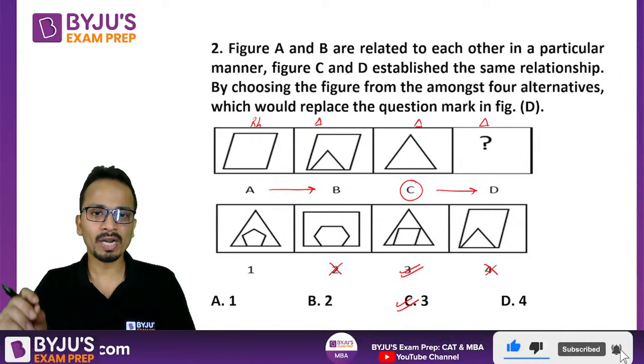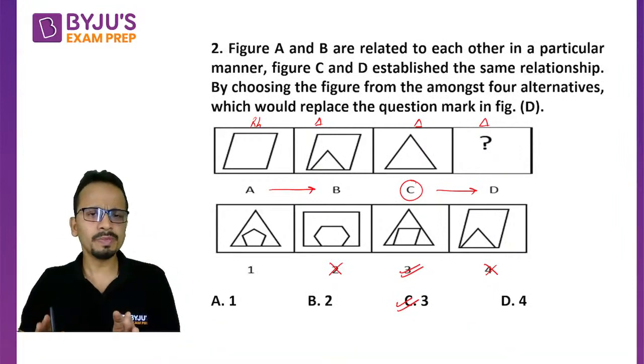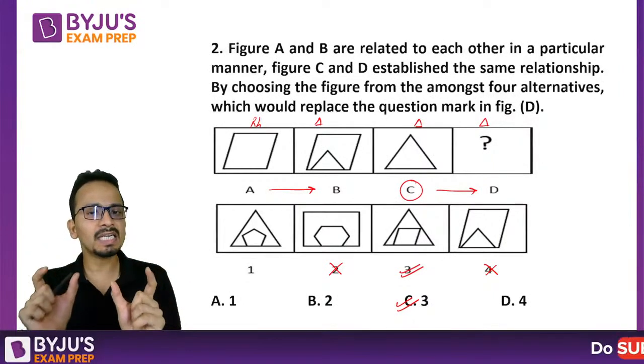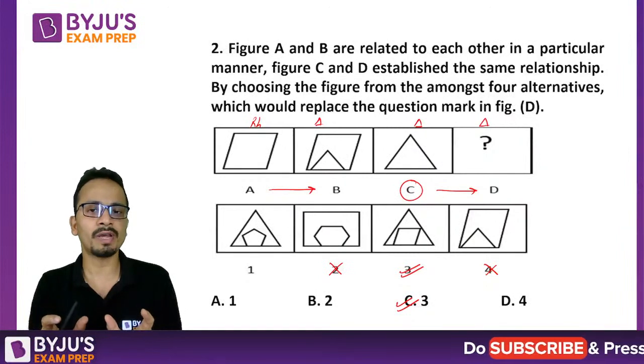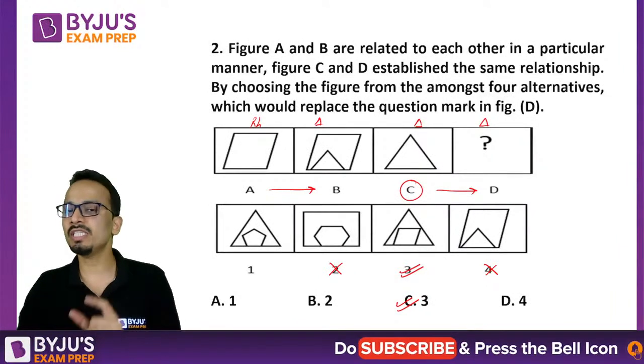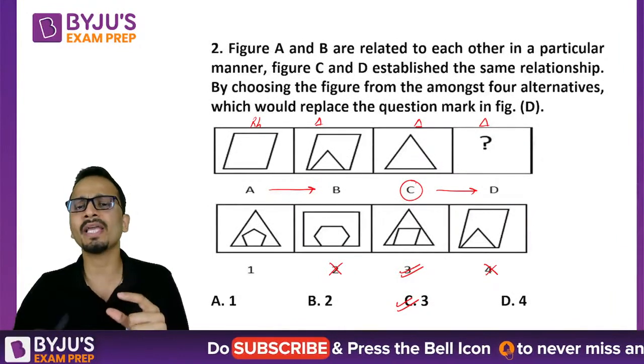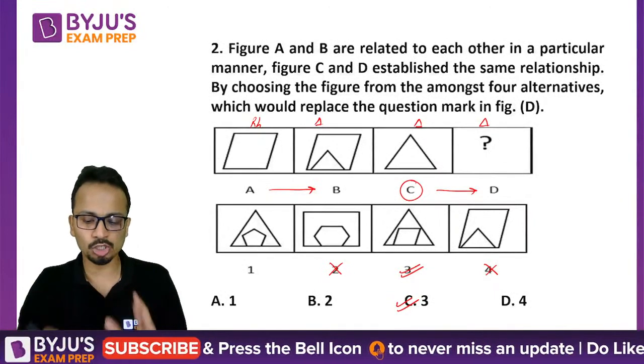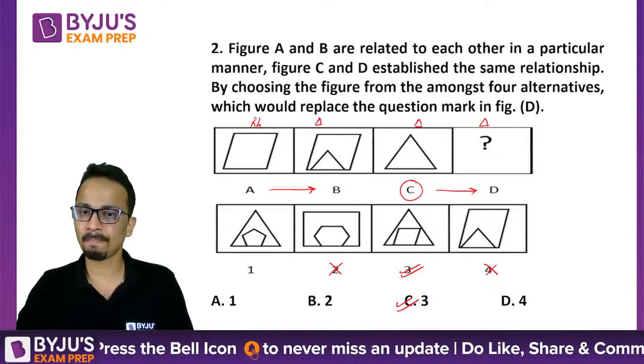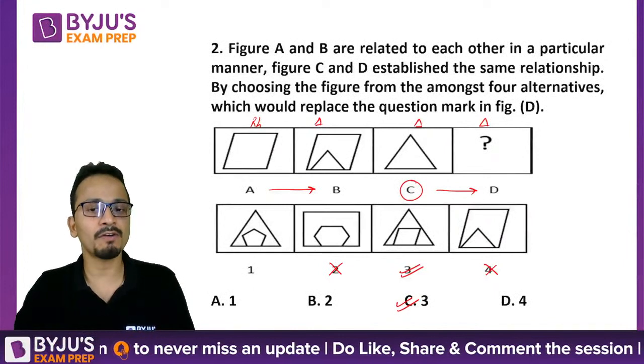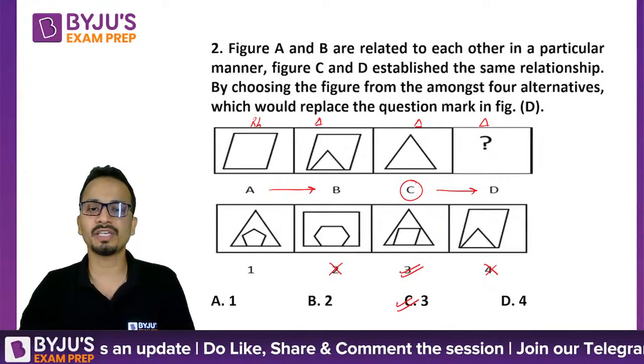Aishwarya, do you understand? From A to B, a combination of rhombus and triangle is given. So from C to D, there should again be a combination of triangle and a rhombus. That should be there as the answer. So the correct answer is figure 3, not figure 1.